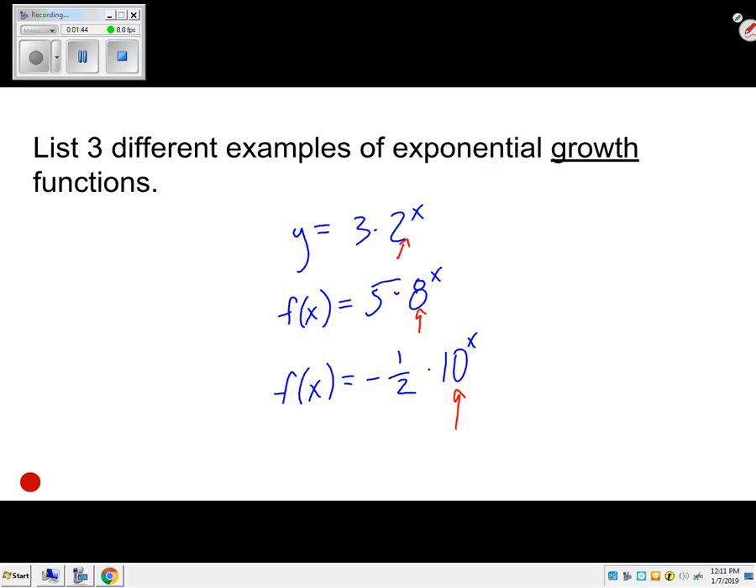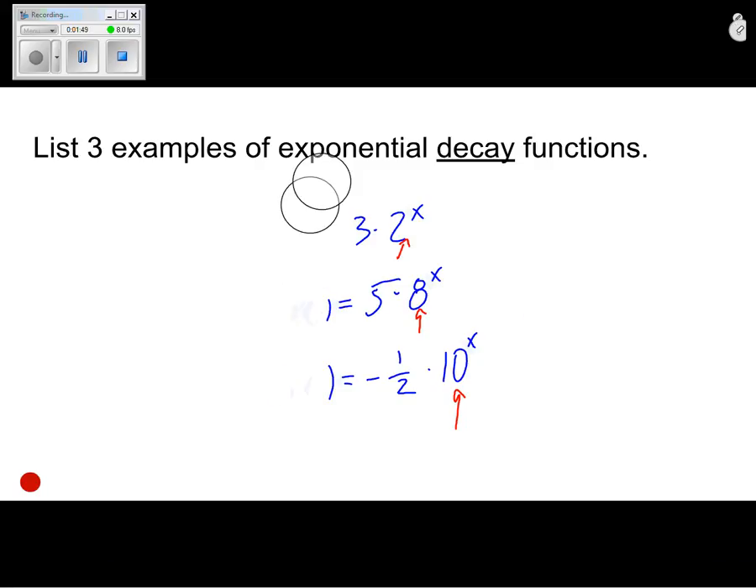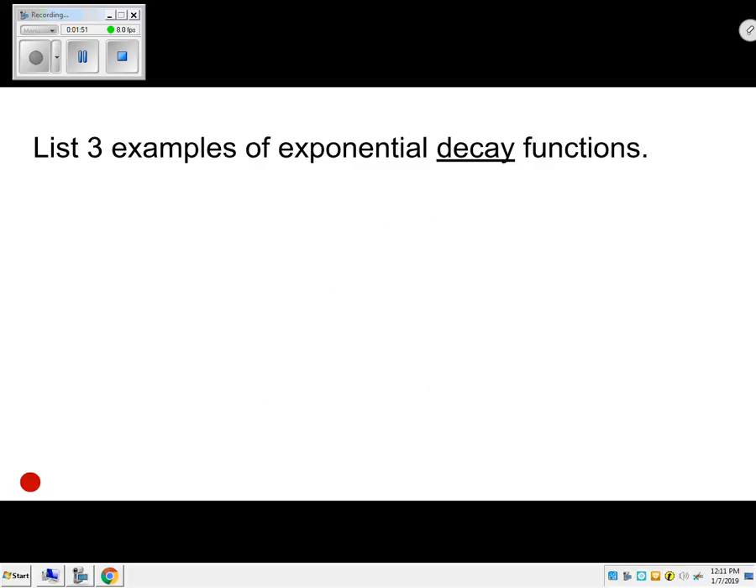Okay? So with decay functions, what we are looking at is making it so that the number being raised to a power is less than 1, or said more appropriately, between 0 and 1. So we might have y equals 4 times 1/2 to the x. Now don't worry about the number in front. It can be anything it wants to, but the fact that the number being raised to the x power is between 0 and 1, that's what makes it a decay function.